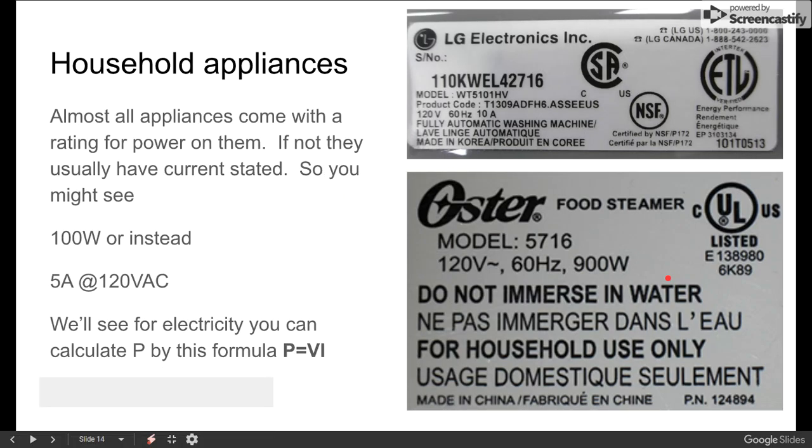Looking at household appliances, you'll find an inspection plate or a rating plate on most of them that will have some basic information. The information usually consists of telling you the voltage and the amperage. The 60 hertz just means it's alternating current. It'll always be 120 volts if it plugs into the wall in Canada, and it'll give you the current, or it will state the wattage all by itself.